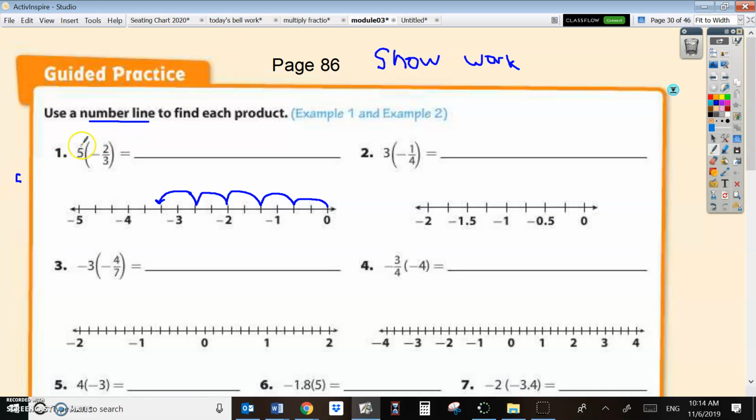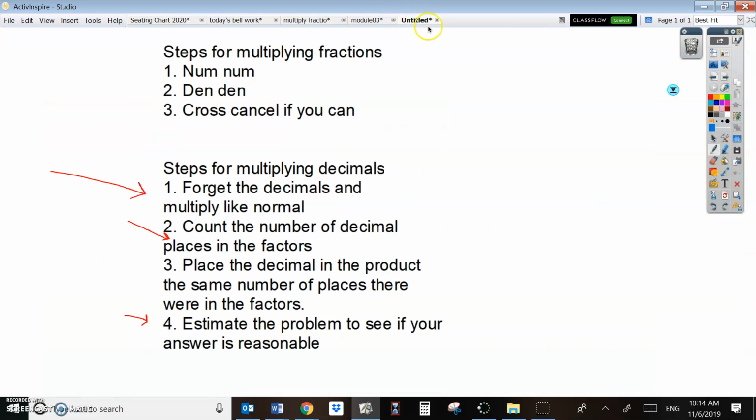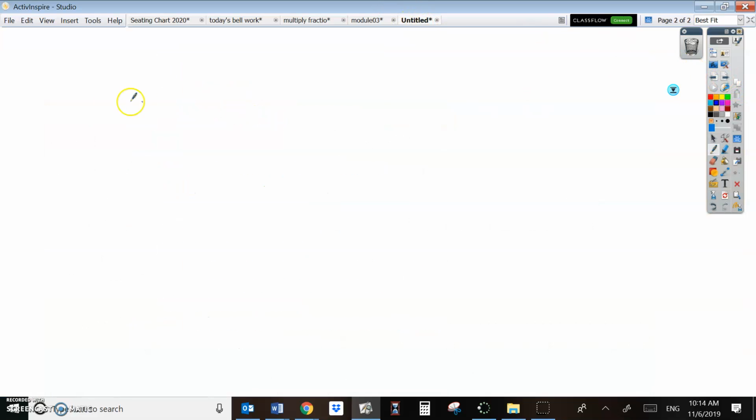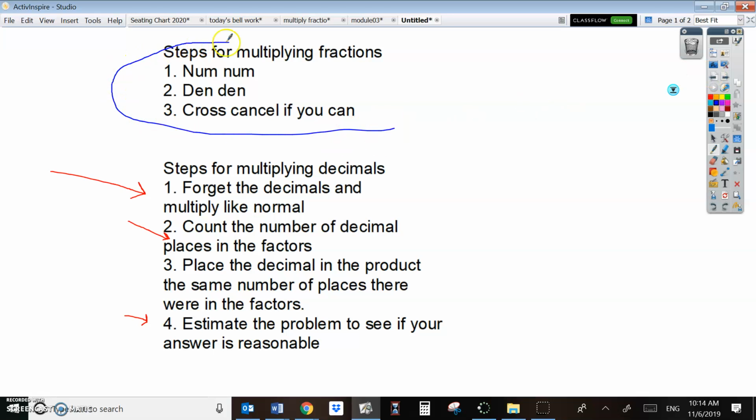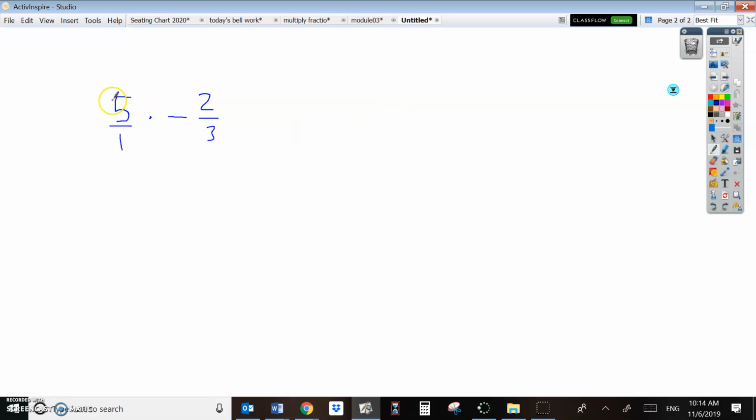5 times negative 2/3. So put a 1 under the whole number and then do the steps. Num num den den, cross cancel if you can. 5 and 3, no canceling. 2 and 1, no canceling. 5 times 2 is 10. It's going to be negative 10.